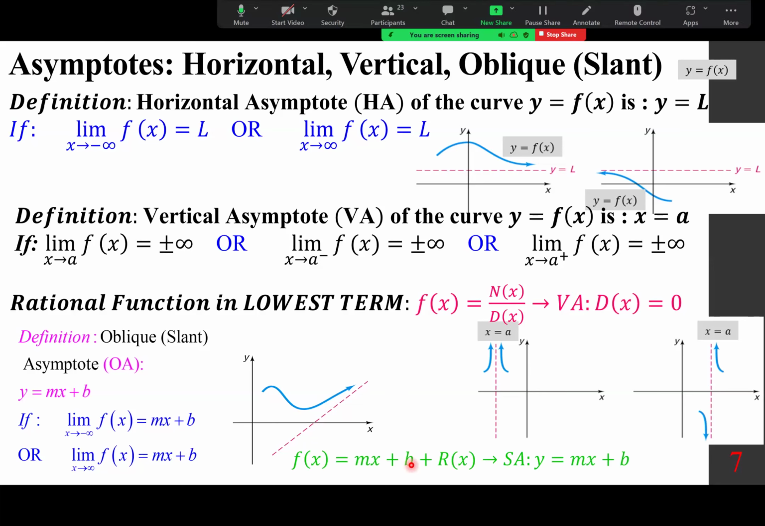F of x equals mx plus b plus r of x, and the SA is mx plus b. In other words, you divide the numerator by the denominator. It creates the quotient, which is a line, and the remainder. The quotient, y equals mx plus b, is the equation of the slant asymptote.